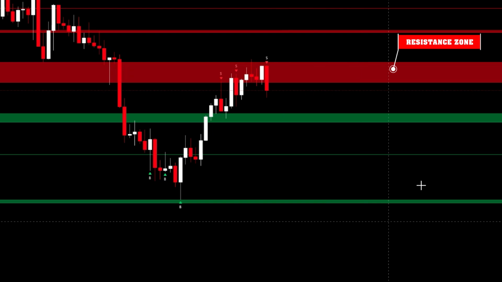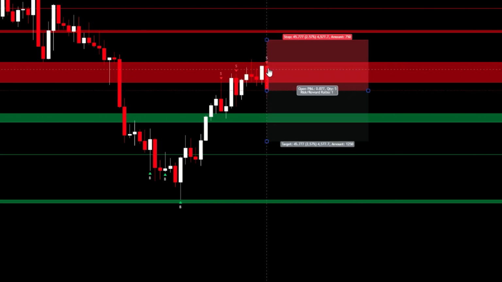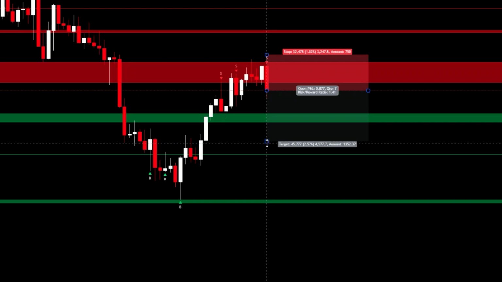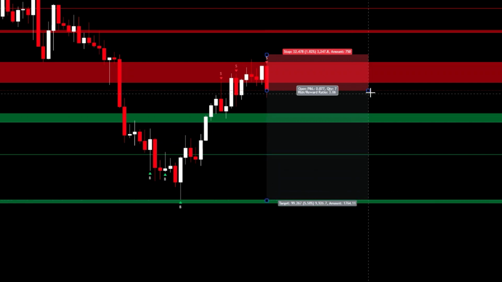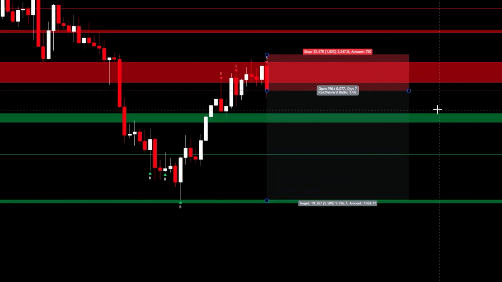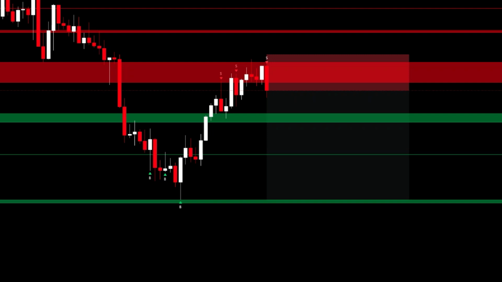Place your stop loss a few pips above the resistance zone and set your take profit with a risk-to-reward ratio of 1:2. For potentially higher profits, you can use a trailing stop loss. The upcoming support levels can be used as targets 1 and 2.